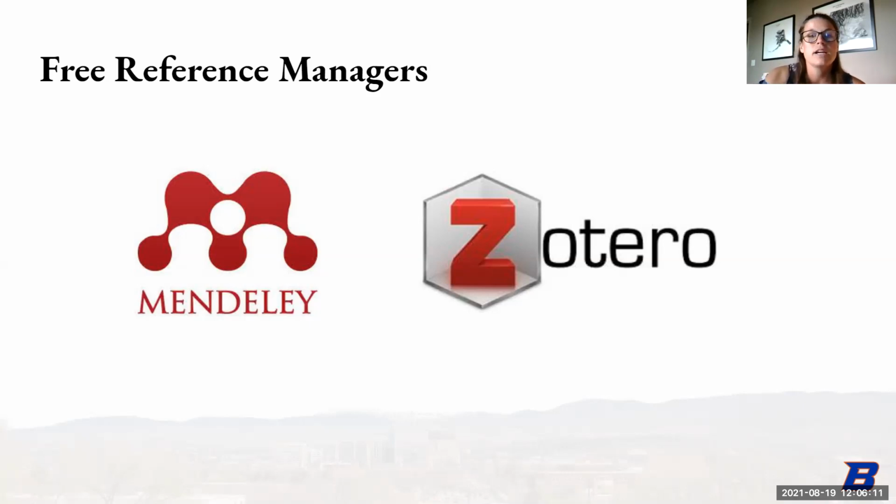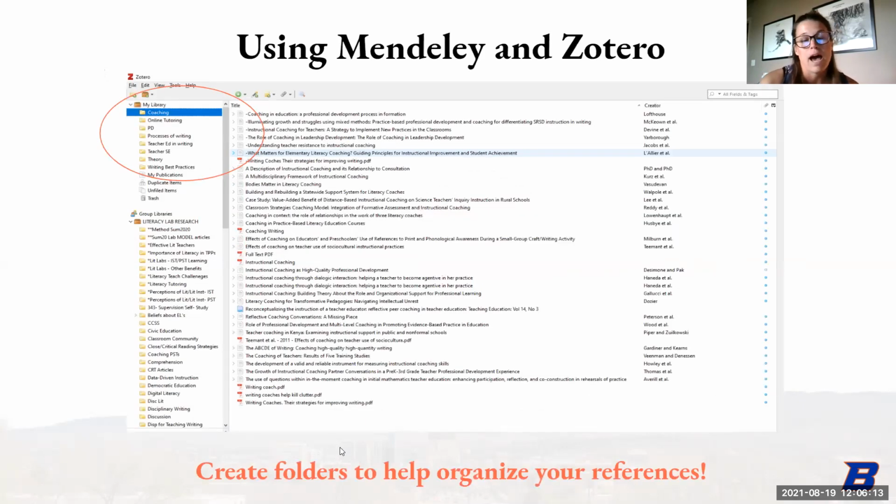So here is a screenshot of my desktop of my Zotero. You can see here on the top right, I have all of my folders that I'm researching, or that I'm reading about. So my dissertation is on writing coaching. So I have all the folders that I need for my literature review or everything that I need to read up on for my field.